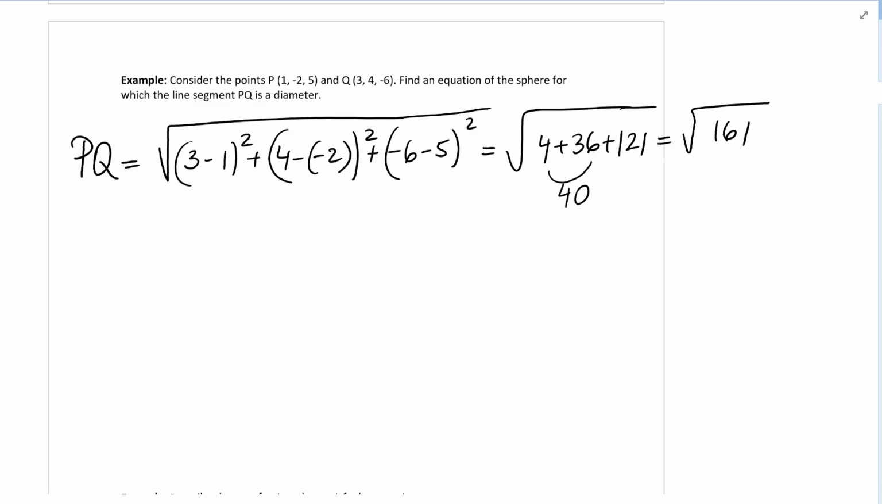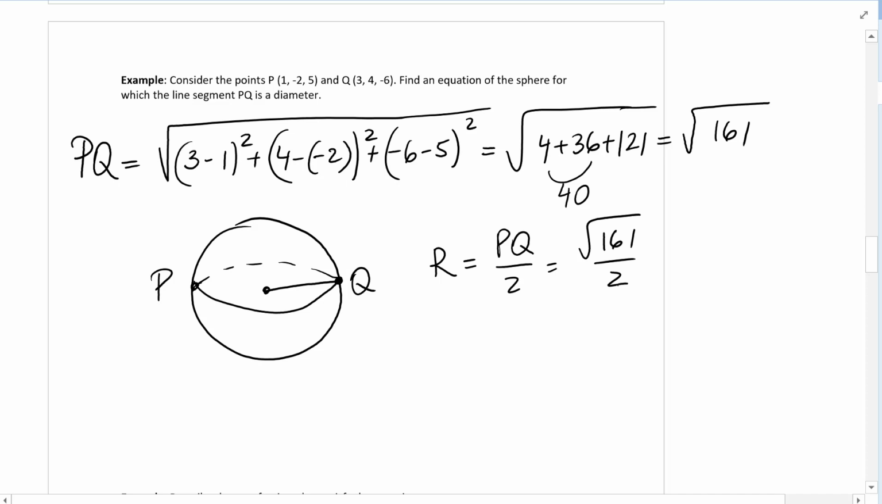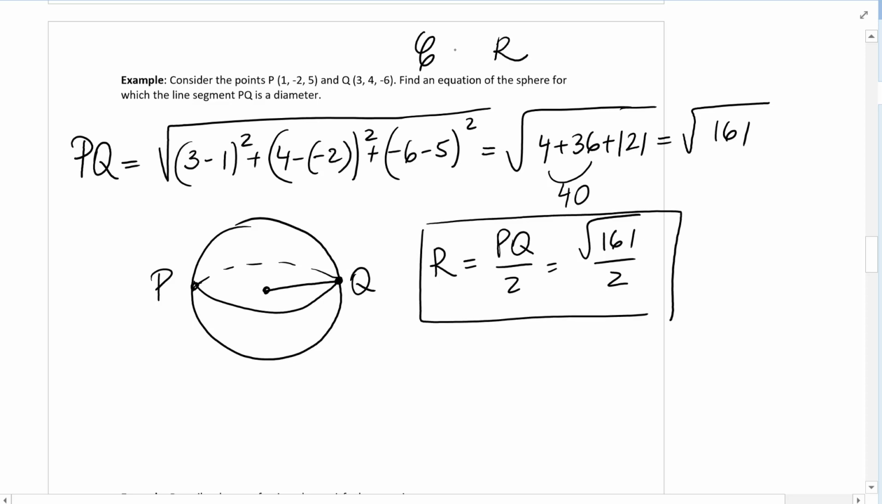So if we think about it, if PQ is the diameter, we can say maybe P is here and Q is here, right? P and Q. So basically the radius is PQ over 2, so it's the square root of 161 over 2. So for the equation of the sphere, I need the center and I need the radius. So we did find the radius, but we need the center as well.